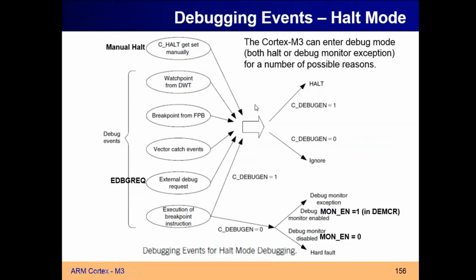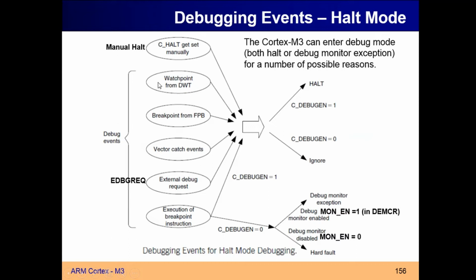This is a flowchart showing what are the possible debug events which can create a halt mode. The first one is you can manually take the processor to halt mode. How will you do that? By setting C halt bit. But the processor will only move on to halt mode if C underscore debug enable bit is set. This is used for enabling the halt mode or enabling the debug mode. If this bit is not set, what will happen? Processor won't go to halt mode. It will ignore this. So whatever debug events have occurred, this bit should be set.